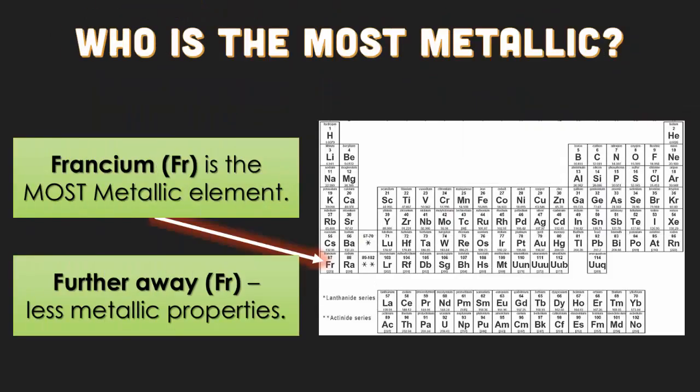So who is the most metallic element on the periodic table? That would be francium because it is the most metallic element. The further away from francium you are, the less metallic properties you have. So if you were to look at oxygen, which is on the other side of the periodic table, it's not going to be very metallic because it's really, really far away from francium.